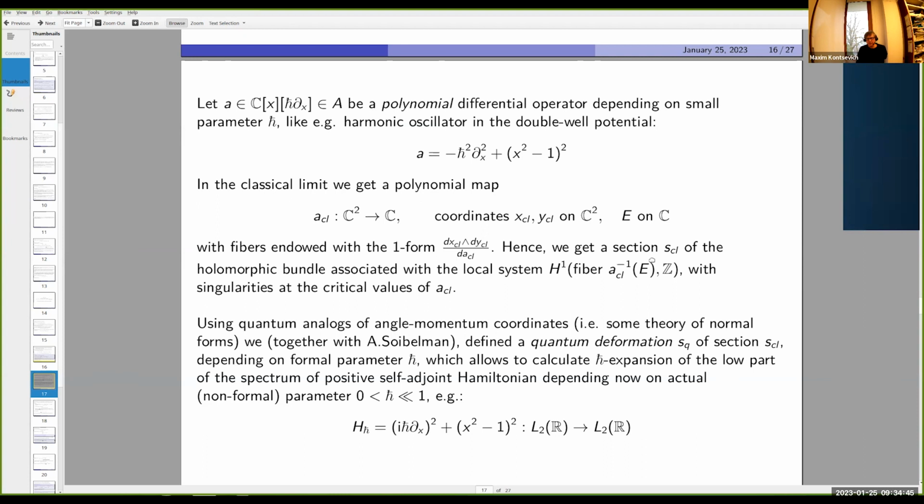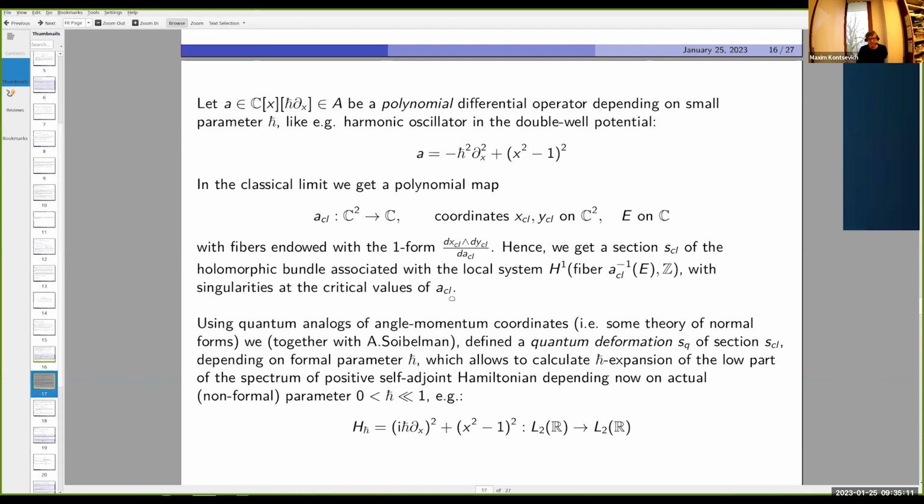And what do I have? I have a section of a holomorphic bundle, namely, I consider the bundle whose cohomology is the first cohomology of the fiber with integer coefficients. It has a local system of integers with flat connection, then we complexify it and get a holomorphic section. This holomorphic section will have some singularities at singular fibers, so I should forget the critical values of this A classical.